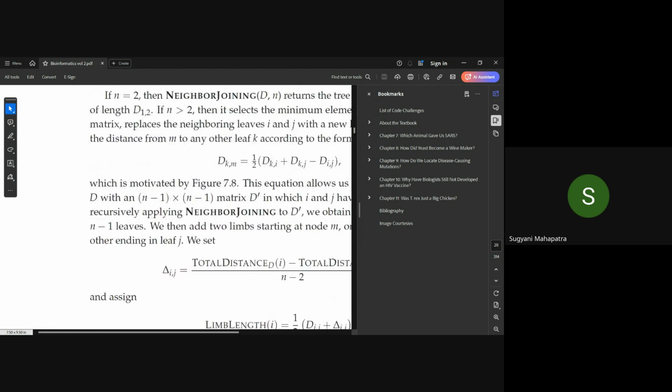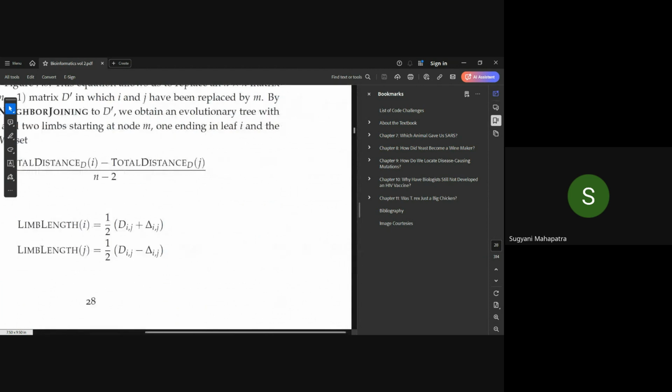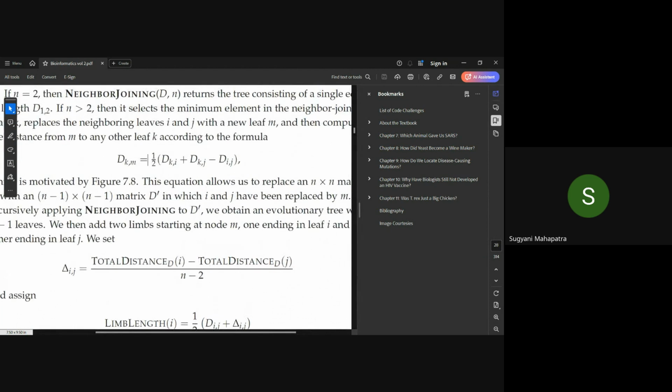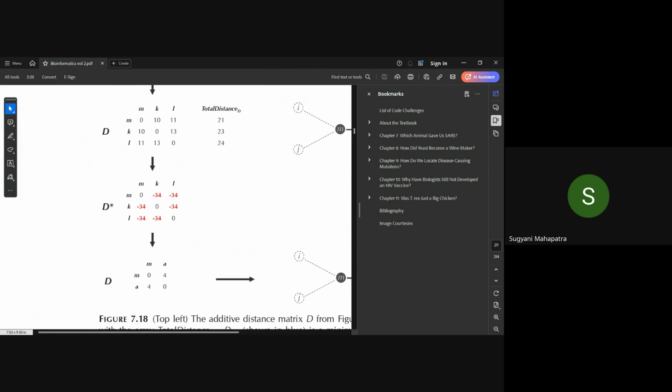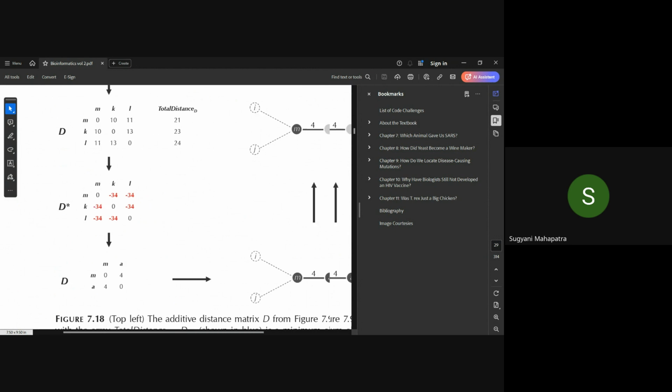How did it become 4? Oh, sorry, that is minus also. So this is basically computed as 10 plus 11 minus 13. So M to A is basically the distance from M to K and M to L minus the distance between K and L, half of that. So this will be 21 minus 13 by 2. You will get 4.